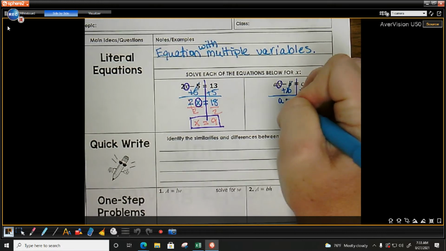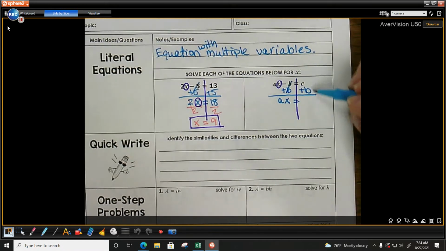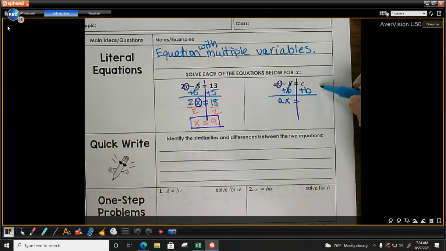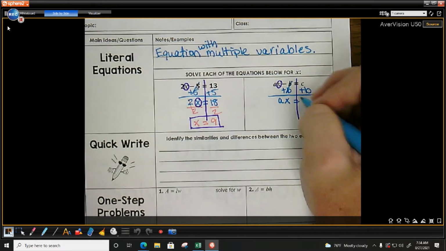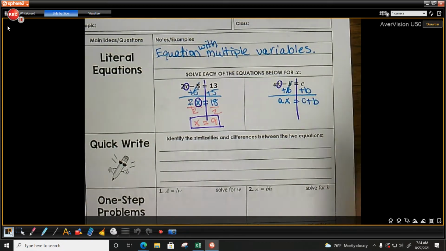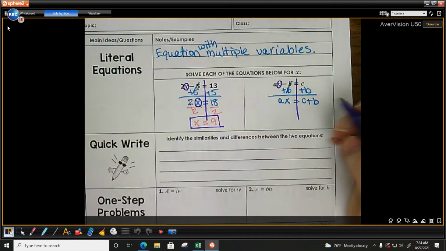So drop down your ax equals, can I actually combine c plus b to make one term? Are they like terms? No, one's a c and one's a b. They're not like terms because they're not the same variable. So I'm just going to write c plus b. You can't actually combine them.